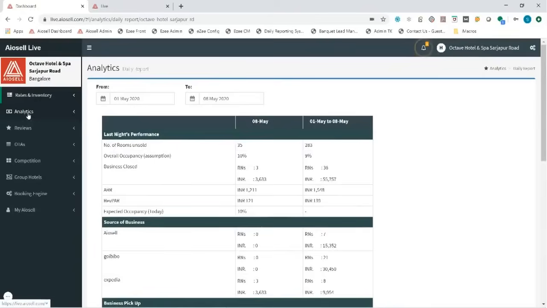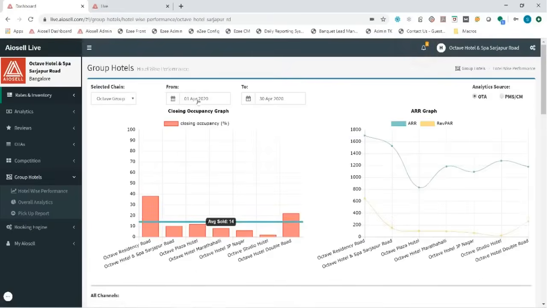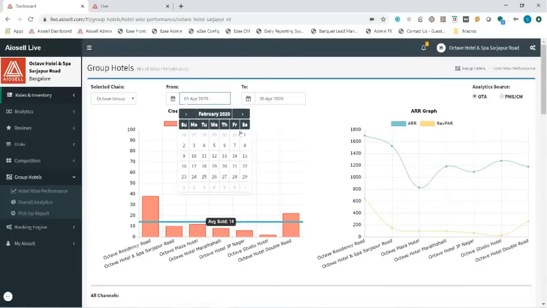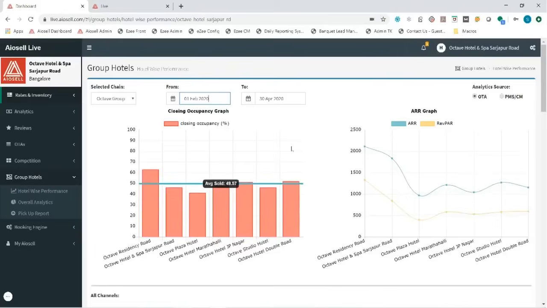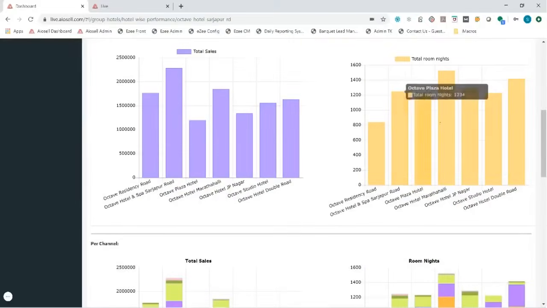Now, before we move on, we also have all of this analytics at a group-wise level. So we have a lot of chain hotels. So when you have a group of hotels in your portfolio, you can actually measure a lot of these parameters at a group level. So here, for example, this particular group has about 8 hotels. And all these hotels, you can see their occupancy within a certain time period. You can see their ARR as well as their RevPAR. You can see the total sales as well as the total room nights.